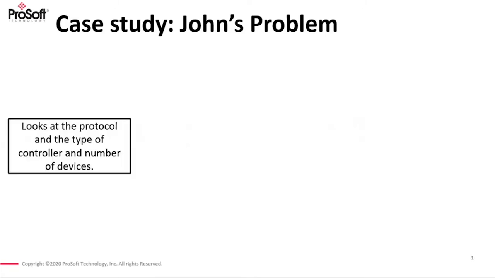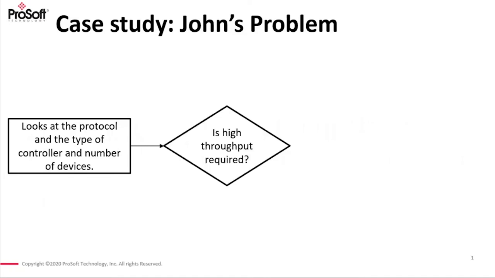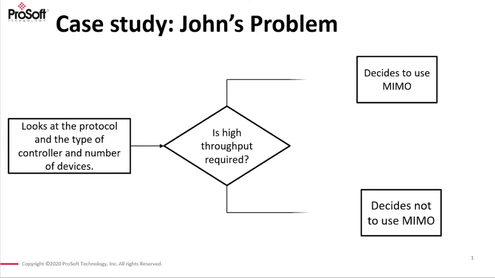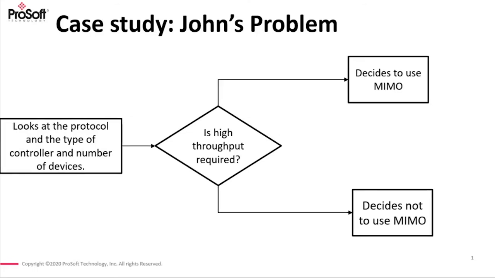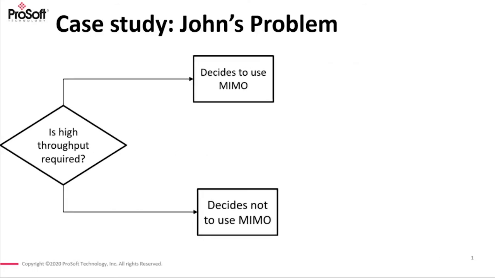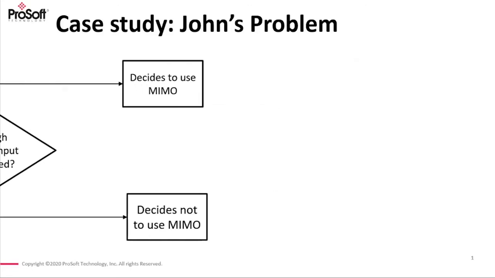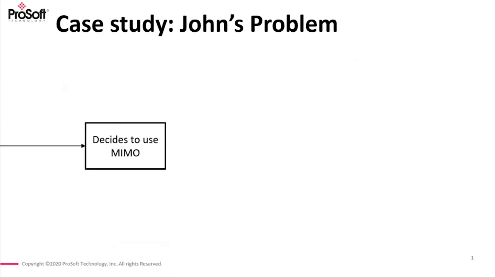He looks at the protocol, the type of controller, and the number of devices, and that will help him decide if he needs a high throughput or not, which will inform him of what type of antenna technology to use. In this case, we need a high throughput because of all the devices that we have. So he decides he's going to have to use MIMO technology.